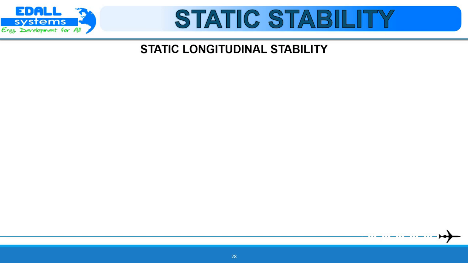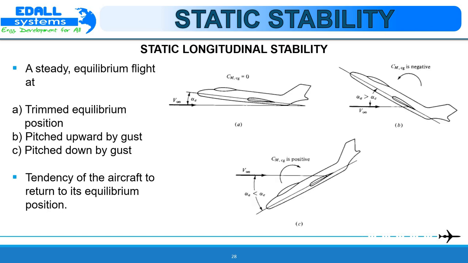Static longitudinal stability. Consider the aeroplane in steady equilibrium flight at its trim angle of attack. Suddenly, the aeroplane is disturbed by a wind gust and the angle of attack is momentarily changed. There are two possibilities, an increase or decrease in angle of attack. If the aeroplane is pitched upwards, then the absolute angle of attack is greater than the trim angle of attack, and the moment about the center of gravity is negative. A negative moment is counterclockwise, tending to pitch the nose down. Hence, the aeroplane will initially tend to move backward toward its equilibrium position after being disturbed.